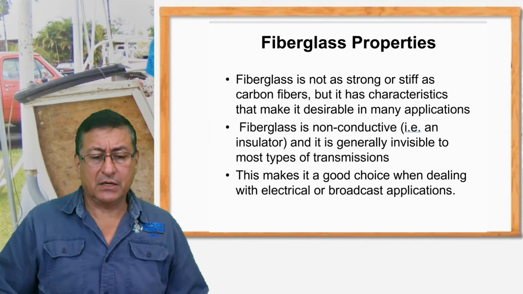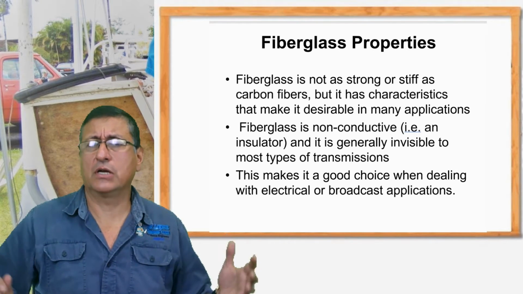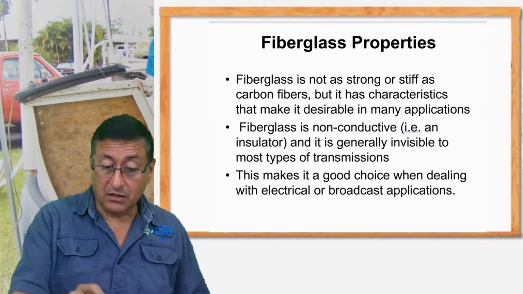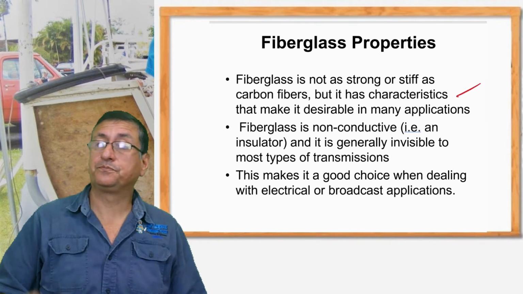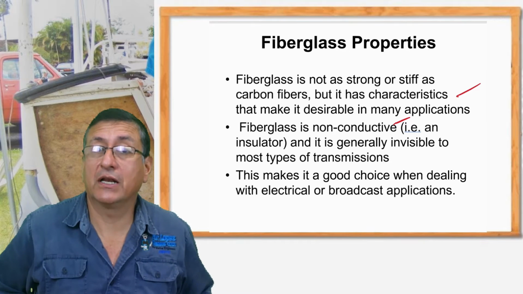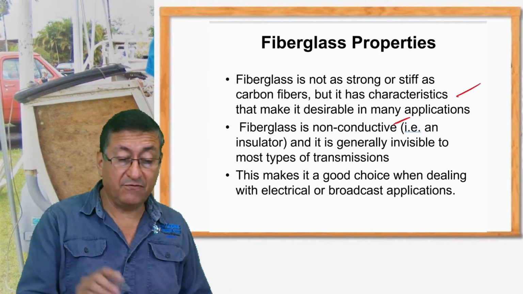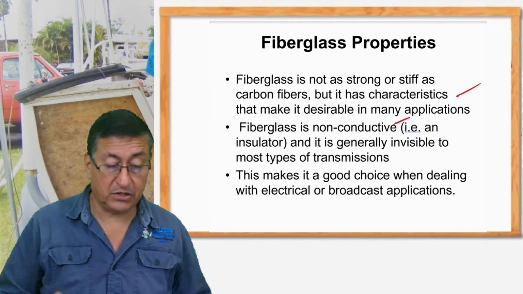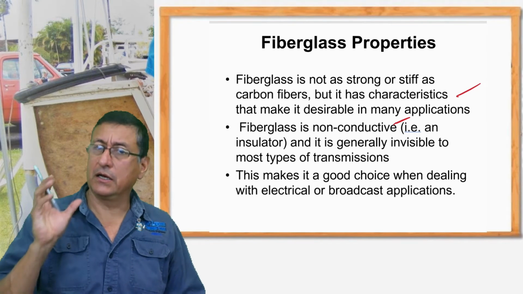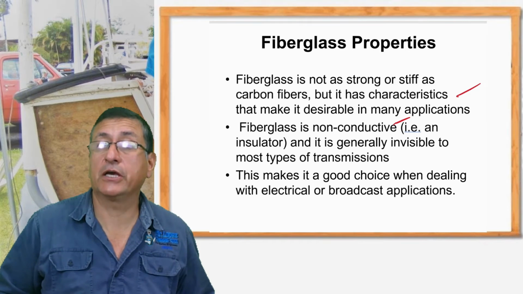We are going to start basically with fiberglass. Fiberglass is not as strong as carbon fiber, but it's great. It's great and is used in different types of applications. Fiberglass is a non-conductor. For that reason, fiberglass is used like an insulator, isolator, and is invisible to the majority of transmissions. It's a good choice for fabrication of electrical components and broadcast applications.